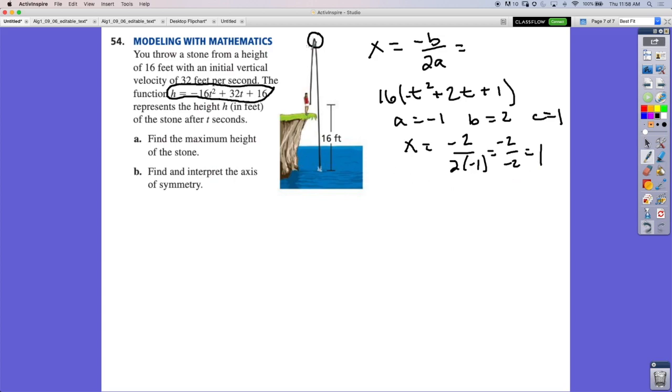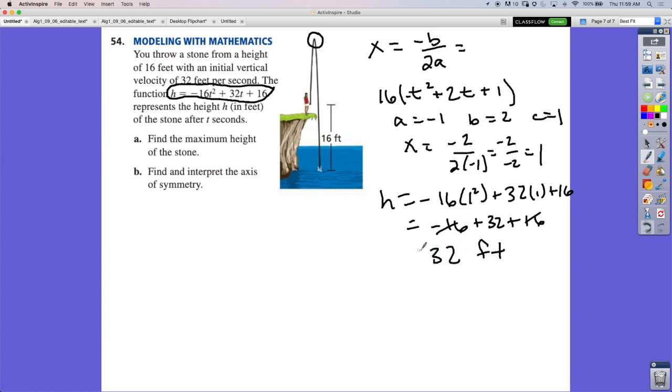But that's not my answer. We're looking for the height, which means we're looking for the y. So I'm going to take my original problem and substitute x. So the height is going to equal negative 16 times 1 squared plus 32 times 1 plus 16. So this is going to be negative 16 plus 32 plus 16. 16 is going to cancel out. So the maximum height is going to be 32 feet.